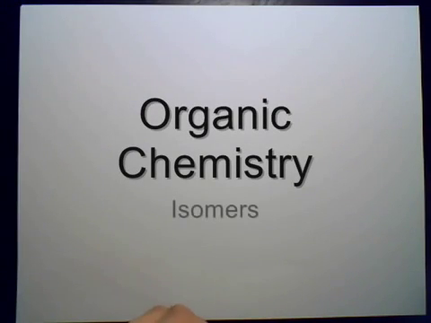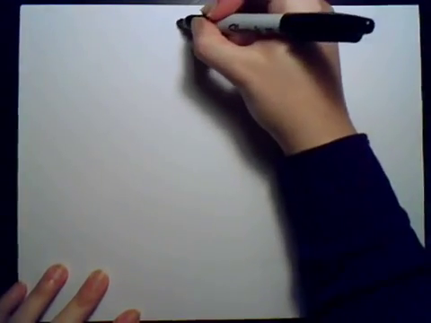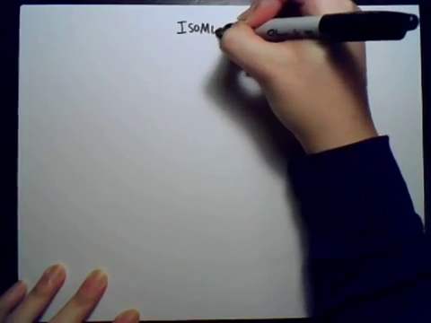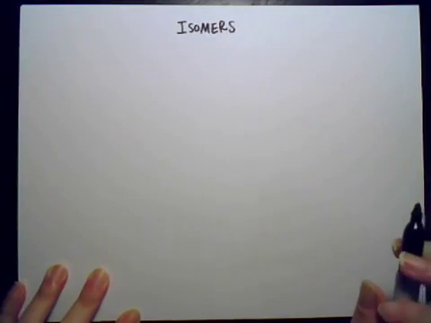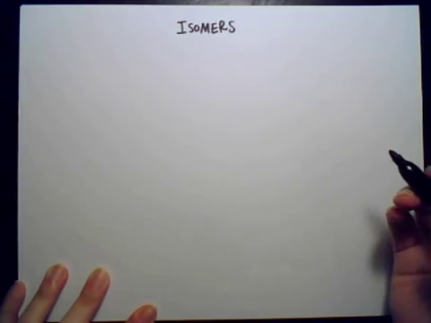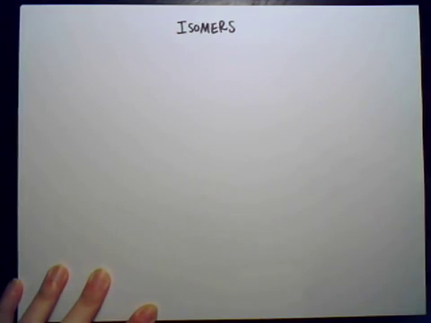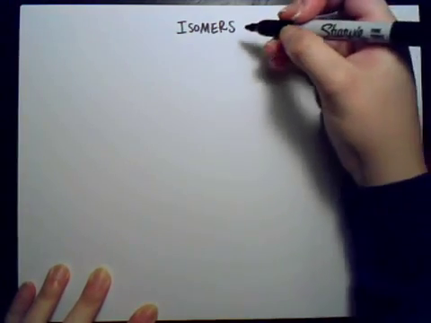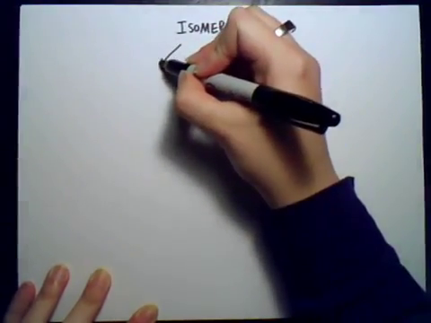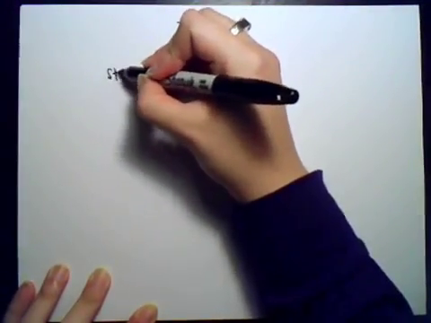Isomers. Isomers are molecules that have the same molecular formula but differ somehow in either their arrangement structurally or spatially. There are many different ways in which these molecules can differ. I'm going to go over the different categories and subcategories here to explain the different types of isomers that there are. The first kind, and maybe the simplest to understand, is structural.